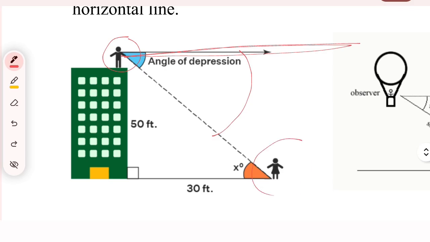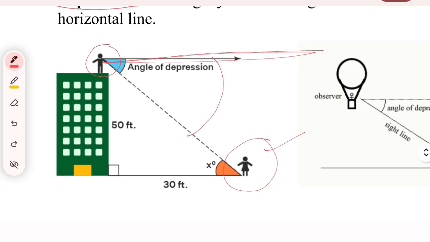If you look down to that woman over there, or that person over there, from your horizontal, so when the angle is below the horizontal line of sight, it's the angle of depression.